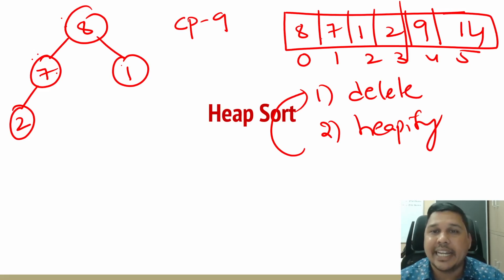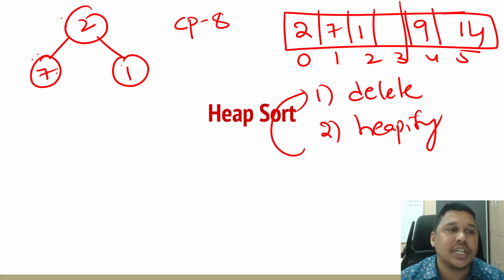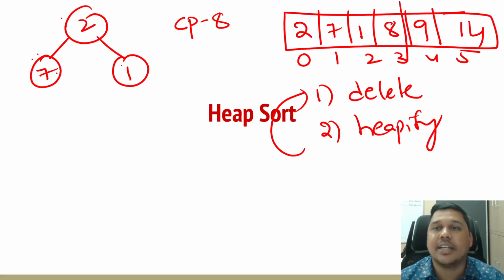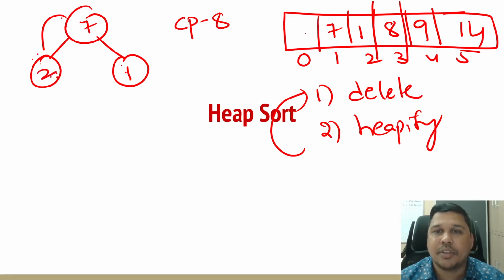Now, again delete the topmost element. So, I am copying that into a variable CP, this I am deleting, and what is there in the last location, 2, you bring it to the root. So, this gets deleted now, 8 goes away, 2 comes here and this is deleted. So, I will place 8 here. This is my counter now. Now, does it require heapifying? Yes. Compare 2 and 7. 7 is large. Compare 7 and 1. 7 is large. Swap this 7 and 2. So, in my array I am swapping 7 and 2.